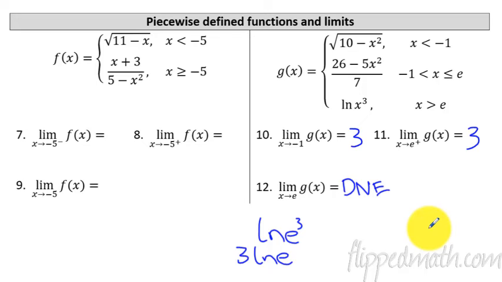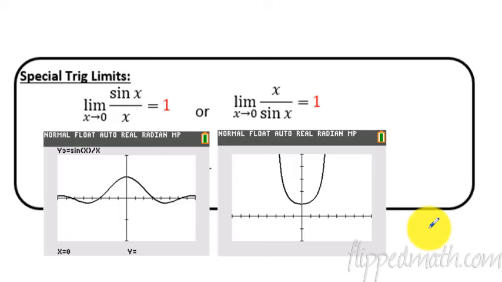All right, so we're done with piecewise functions. Let's do the last part of our lesson, and that is dealing with special trig limits. Now, I'm sorry, but you just got to memorize this. It's not that hard to memorize, but you do have to memorize this: the limit as x approaches 0 of sine x over x equals 1. Or you could say x over sine x, it also equals 1. Doesn't matter which way. The x can go on top or bottom, but that thing equals 1.